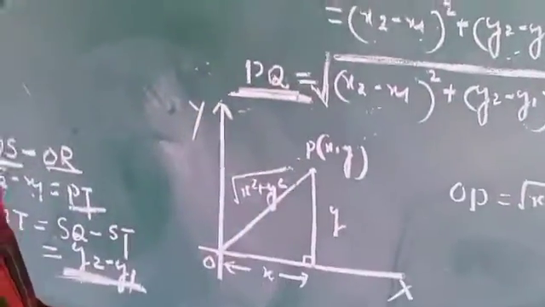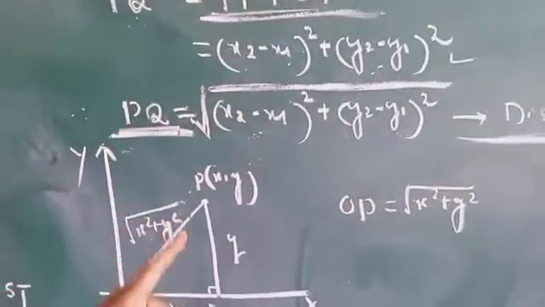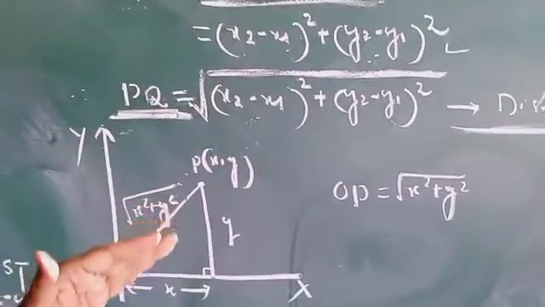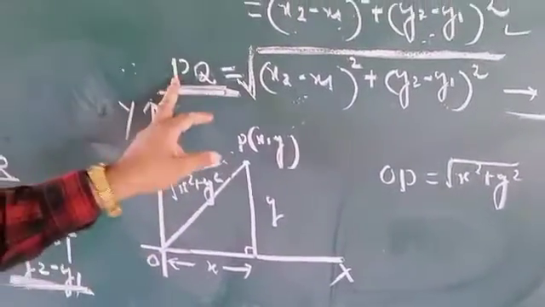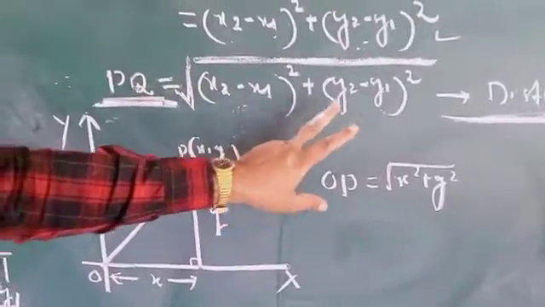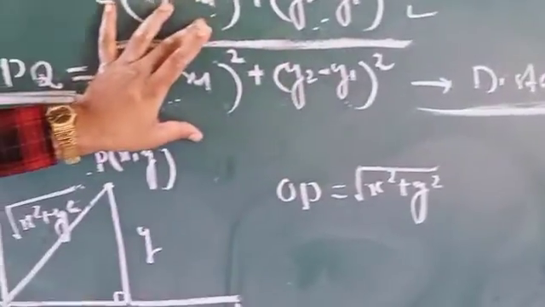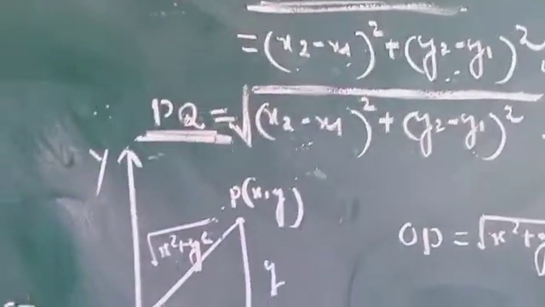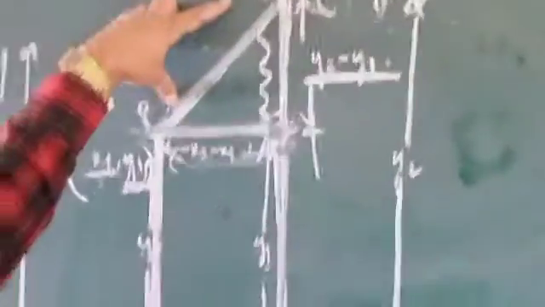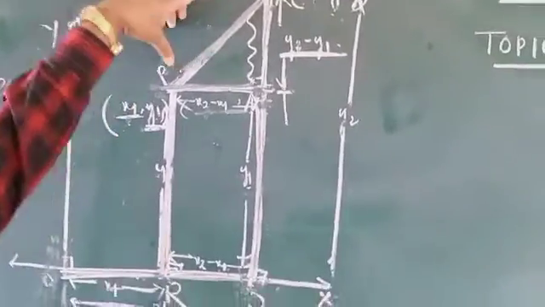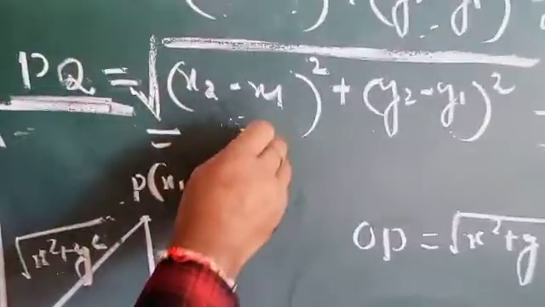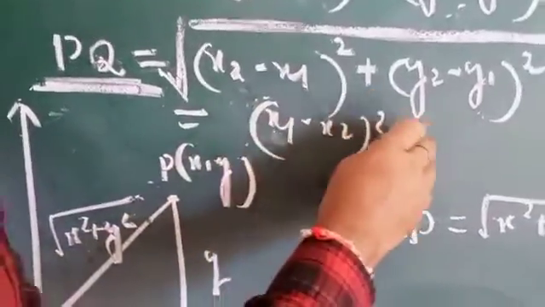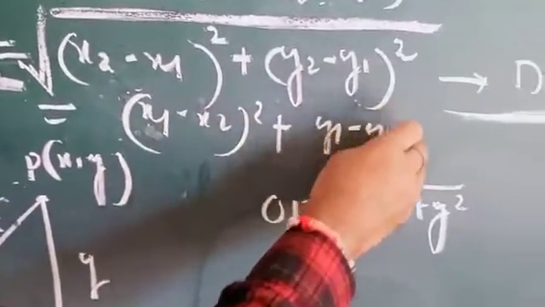So one thing to remember, PQ should not be negative because distance is always positive, or 0, but not negative. So PQ is equal to the square root of x2 minus x1 whole square plus y2 minus y1 whole square. So this is the formula. If the two points P and Q lie on the coordinate plane, then the distance between PQ is the square root of x2 minus x1 whole square plus y2 minus y1 whole square. Also we can write this as the same as x1 minus x2 whole square plus y1 minus y2 whole square.